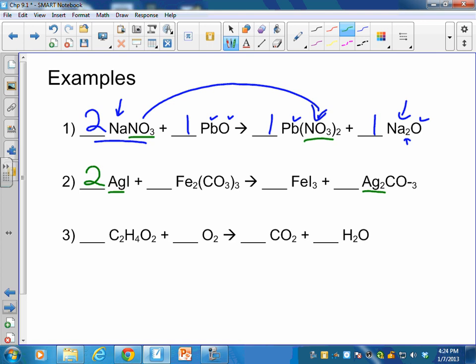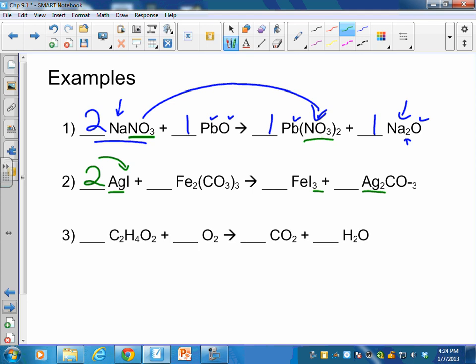Iodine is this one. This is I for iodine, silver iodine, and we've got the 3 here on that iodine. So the 2, I'm going to have to change that 2 to make it work out. So this one is going to be a little trickier because we have some extra things trying to balance out.